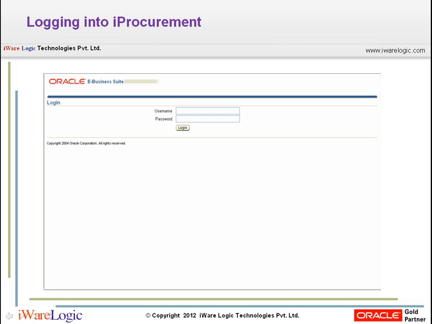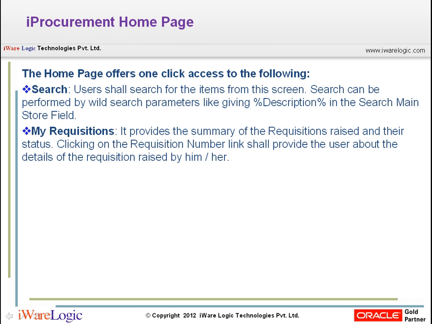After setting up the system, we can log in to iProcurement using our standard e-business suite login page, wherein the user will enter his username and the password given to him. Once he logs in, he can go directly to the home page, which offers one-click access to the search and My Requisitions. In the search option, the user will search for the item from this screen. The search can be performed using wildcard search parameters like percentage, description, and percentage. In My Requisitions, it will provide the summary of the requisitions raised and their statuses. Clicking on the requisition number link will provide you the details related to the requisitions raised by the user in the system.